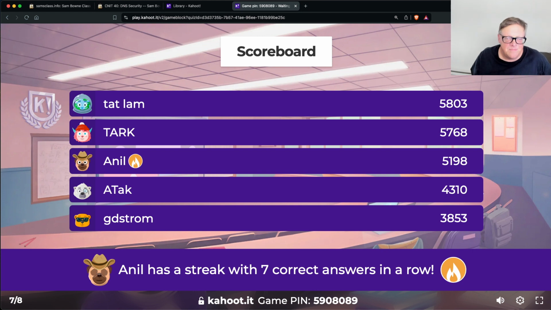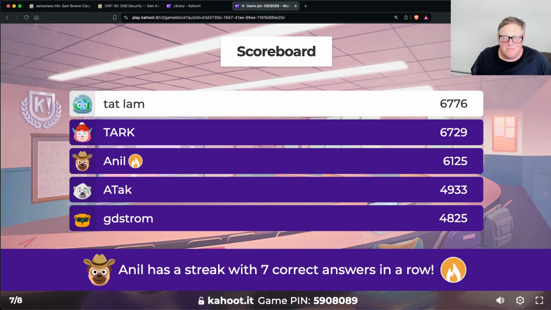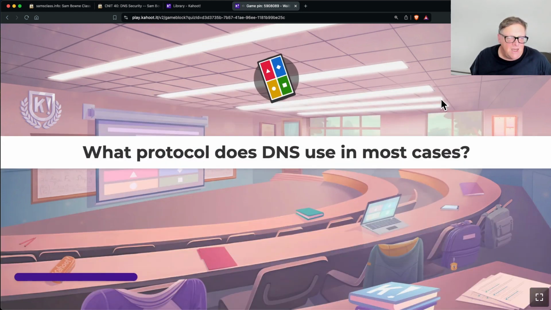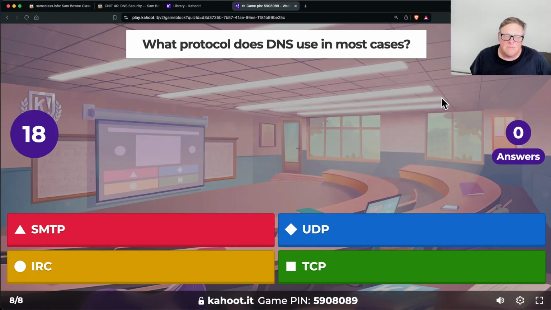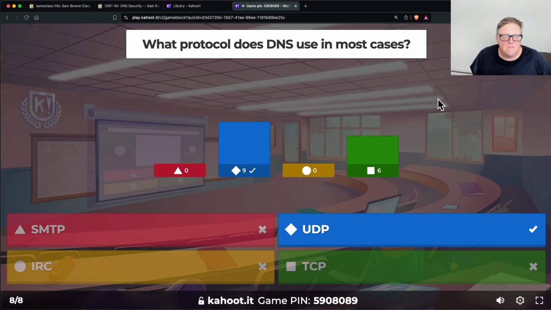All right. A Net Plus question. And what protocol does it use normally? That's UDP. Normally it's done over UDP, sometimes TCP in more modern cases, but mostly UDP.